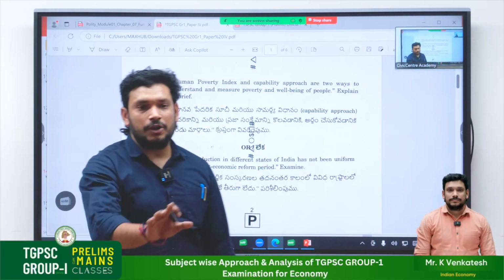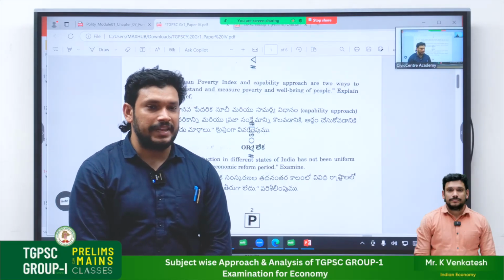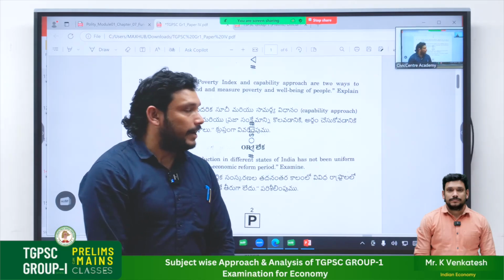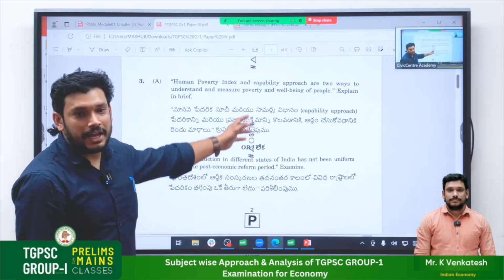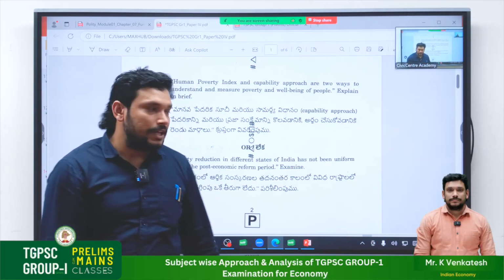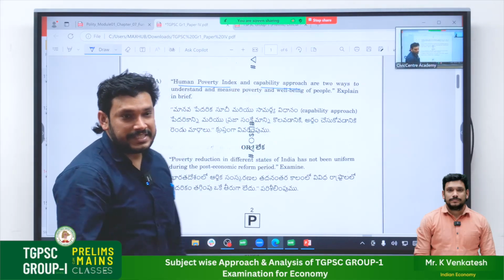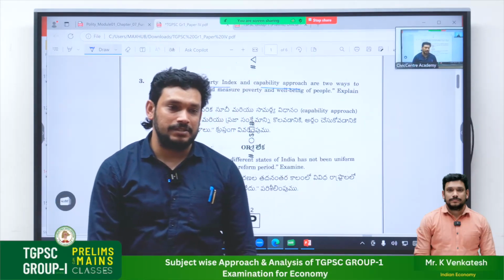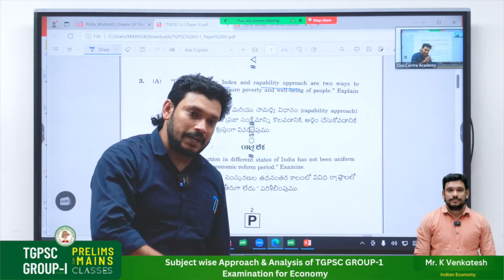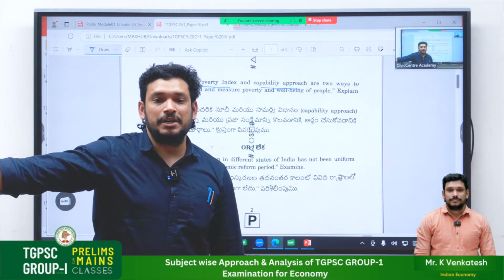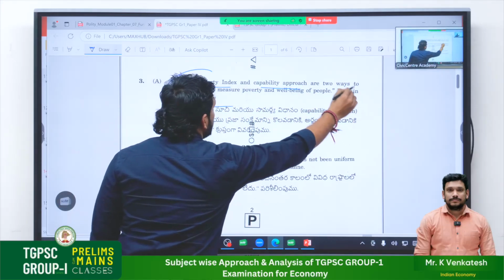Now, every one of you knows what the multi-dimensional poverty index is, right? Because we know India's rank in the multi-dimensional poverty index, and who is implementing it in India. We know, right? Niti Aayog. But what they have given, they did not give about the multi-dimensional poverty index. They gave about the human poverty index and the capability approach. This capability approach is used in the multi-dimensional poverty index. The capability approach is given by Amartya Sen. This capability approach is used by the multi-dimensional poverty index to give you the rankings. So they are giving it to confuse the students.